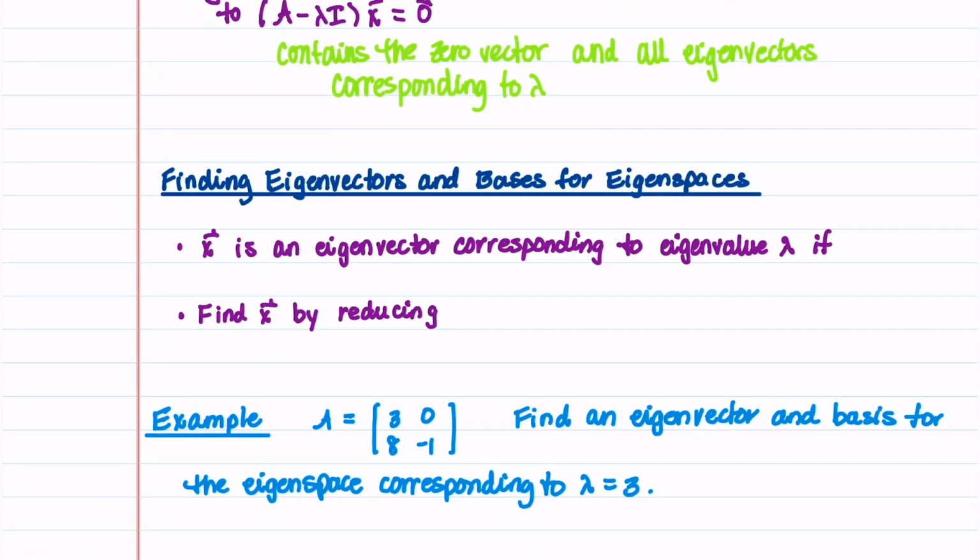Let's now look at a procedure for finding eigenvectors and basis for eigenspaces. x is an eigenvector corresponding to eigenvalue lambda if A minus lambda I times x is equal to 0. Note that this is just another way of saying A times x is equal to lambda x. To find our eigenvector x, we will reduce A minus lambda I augmented with 0 to reduced echelon form.